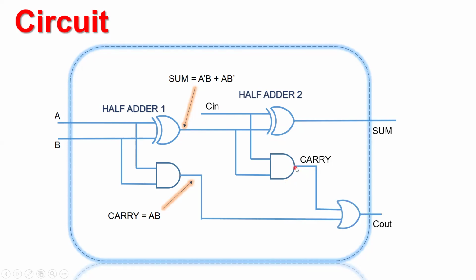What I did here then: the output of this AND gate, that is the carry from the second half adder, and the carry from the first half adder, both come as inputs to this OR gate, producing the C out. So finally, we see that you get the sum, which is A XOR B XOR C in, and C out is (A XOR B) AND C in, or AB. So this is how the full adder circuit using two half adders will work.